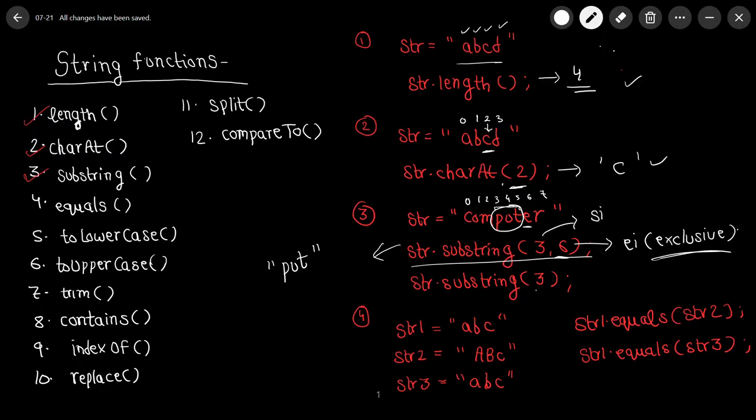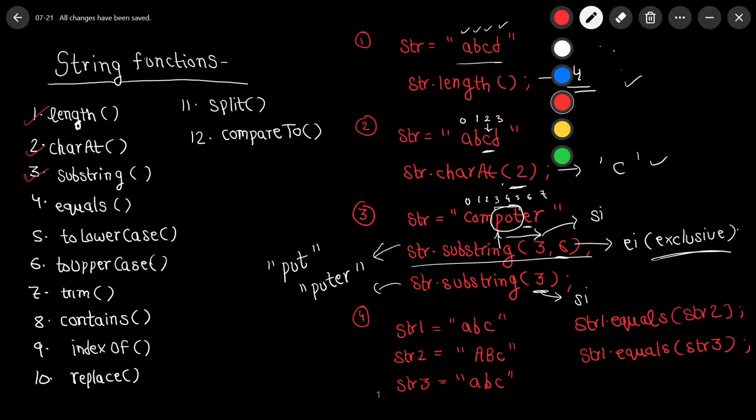Also, we can pass just one parameter, that is just the starting index. In this case, starting from the starting index, it gives me the entire rest of the string. So in this case, you would get PUTER. So this is the working of the substring function.